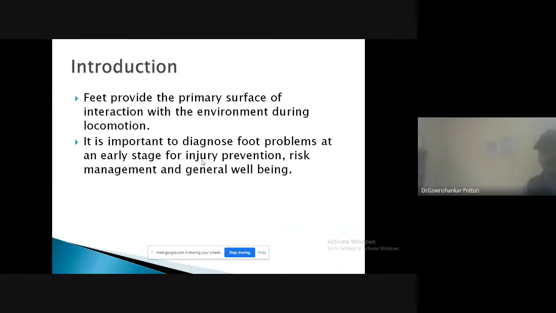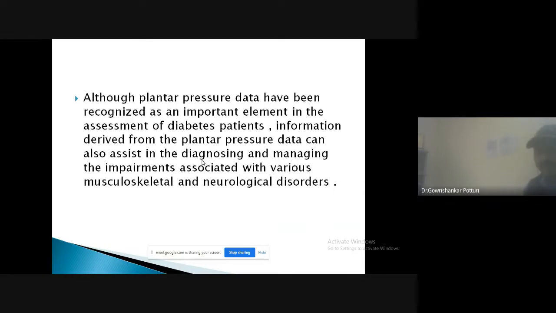See, it is actually the identification of pressure on the foot. This type of podia scanning is usually done for diabetic patients. Feet provide the primary surface of interaction with the environment during locomotion. It is important to diagnose foot problems at an early stage for injury prevention, risk management, and general well-being.